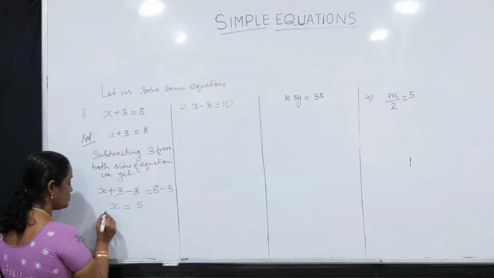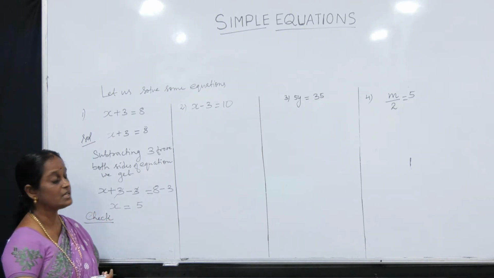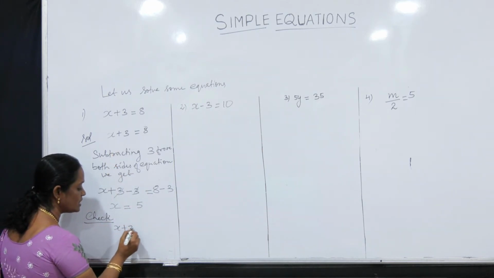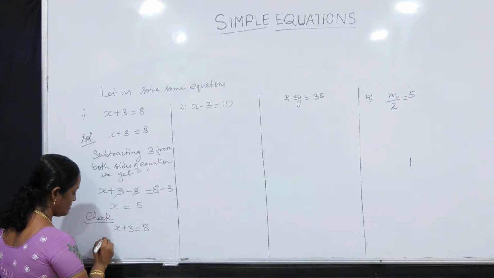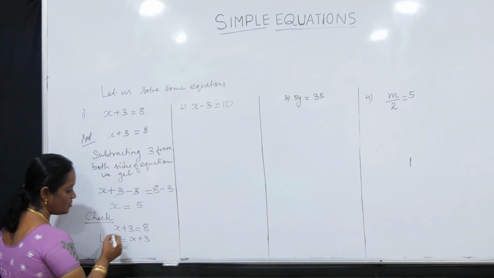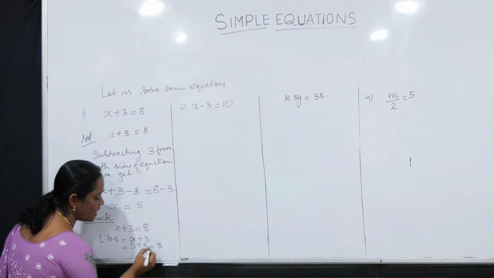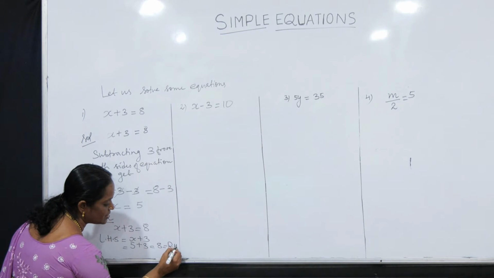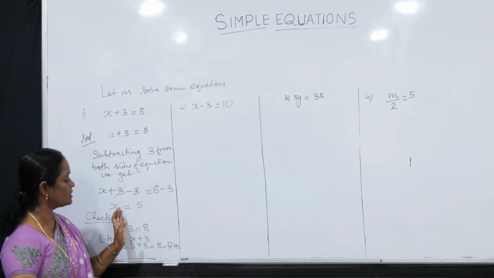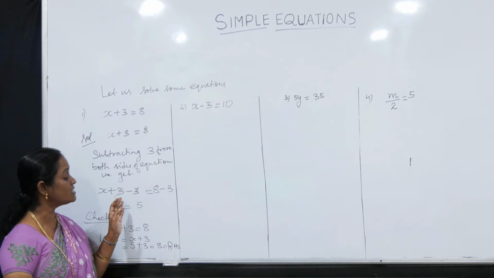So here we can check the solution also. Is it correct or not? You can check it. Put the value of x equal to 5 in the original equation, x plus 3 equal to 8. LHS is x plus 3. In place of x, put x is equal to 5. Then 5 plus 3 is equal to 8, which is equal to the RHS. So our solution is correct. So here the solution to the equation is x is equal to 5. Why did you subtract 3 from the equation, not any other number?